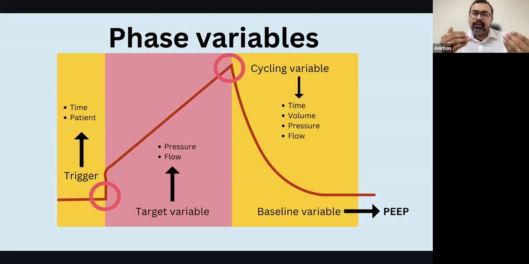So this is how the ventilator calculates the inspiratory time from respiratory rate and inspiratory expiratory ratio. And at the end of 1 second of inspiration, it will cycle into expiration. So this is a time cycled breath.